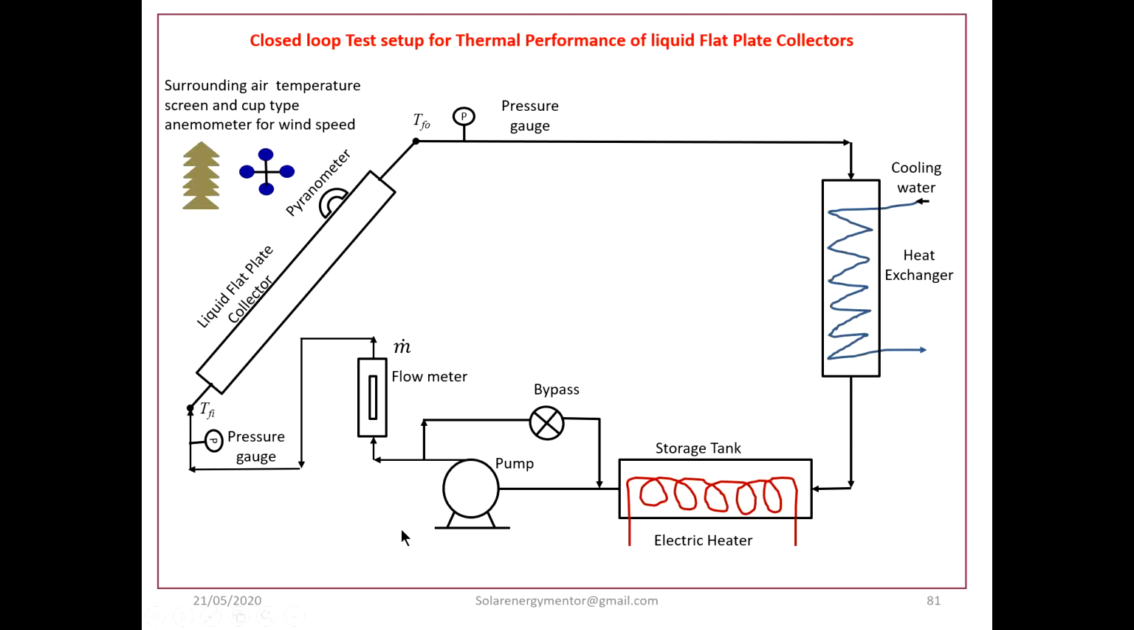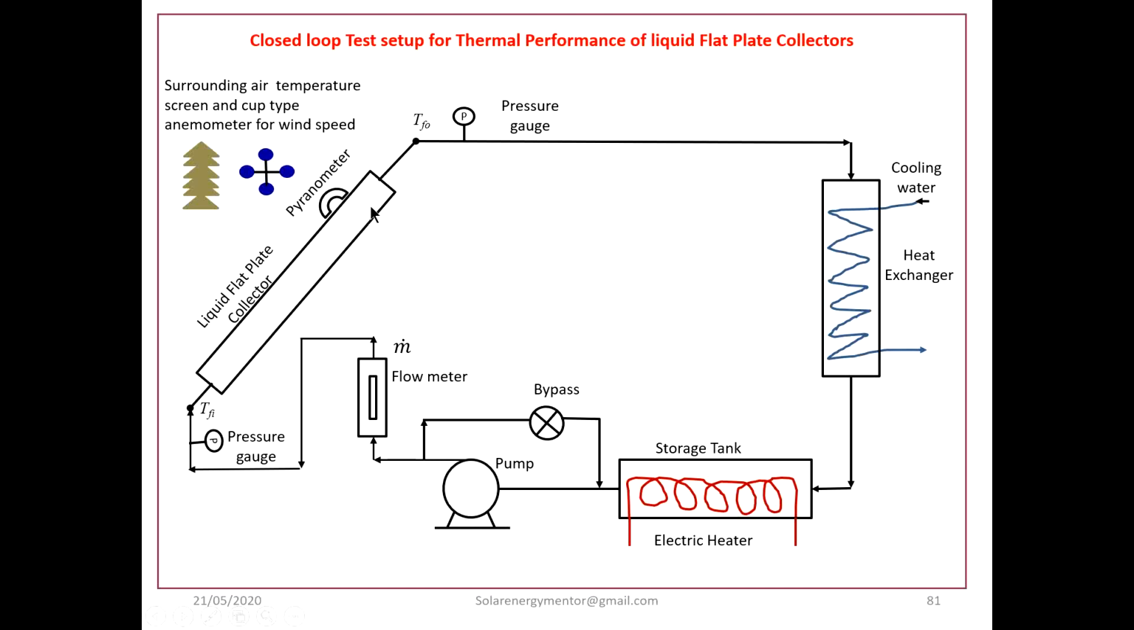Now the working of this setup: the collector to be tested is installed at a certain angle beta, and a pyranometer is fixed parallel to the plane of the collector to measure the radiation. Then a windscreen is provided in the vicinity of the collector to measure the ambient temperature. A cup type anemometer is used to measure the wind speed in the vicinity of the collector. The pyranometer measures the solar radiation.